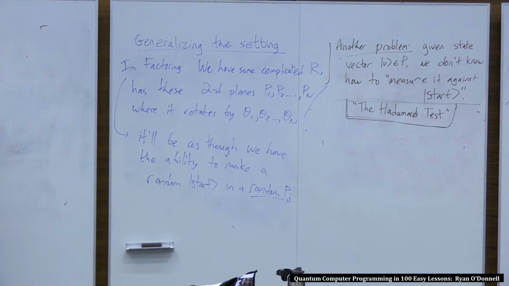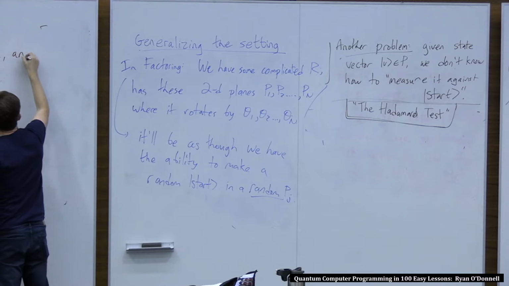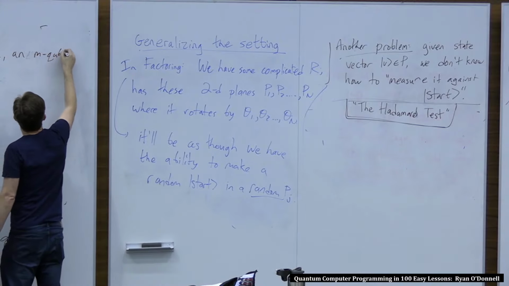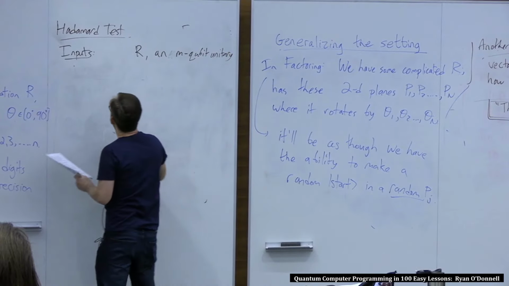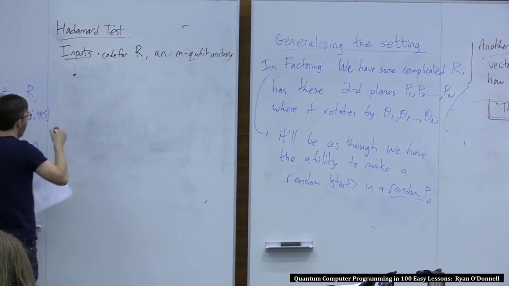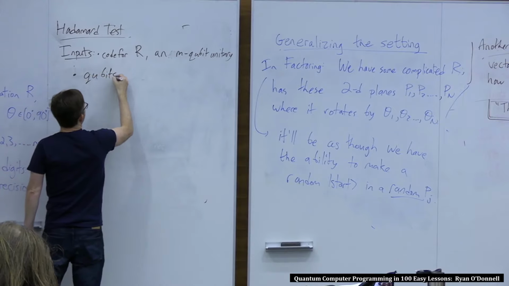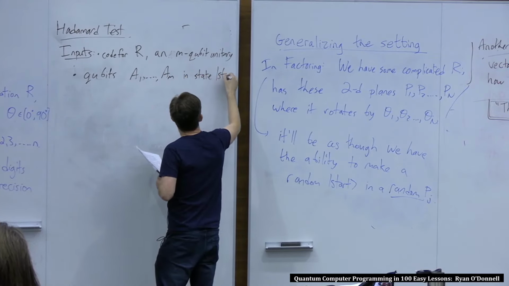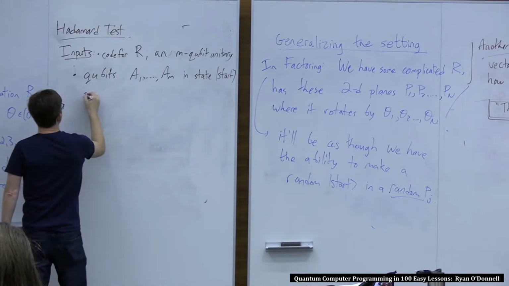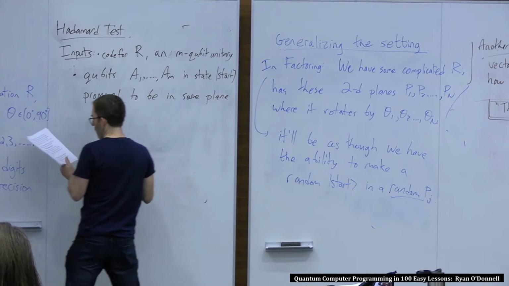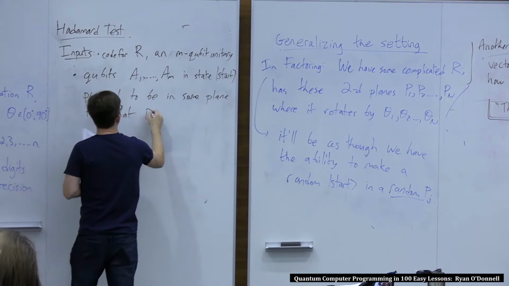Here's how it goes. The inputs: I'm going to say R, an m-qubit unitary, and actually, I'm going to say for some reason the code for R. We're also going to assume that the input is some qubits, A1 through AM, in a state ket start, promised to be in some plane of rotation P that R rotates by theta.